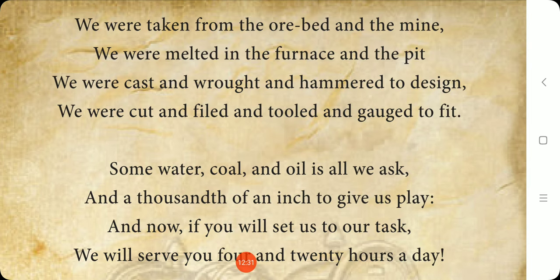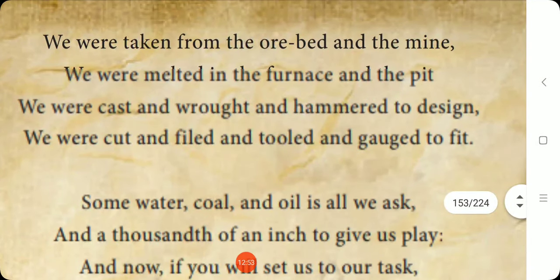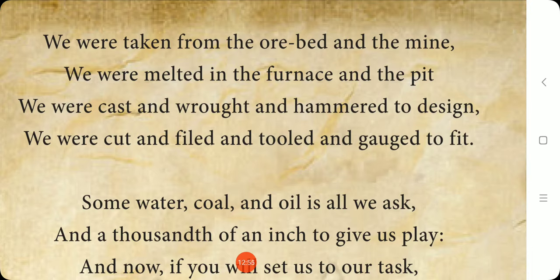So let us see the figures of speech in the poem. Okay, so let us see the first answer first. We were taken from the ore bed and the mine. We were melted in the furnace and the pit. We were cast and wrought and hammered to design. We were cut and filed and tooled and gauged to fit. So what are all the figures of speech in this poem? Sorry, in the first answer, right?